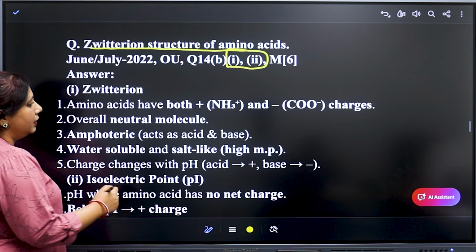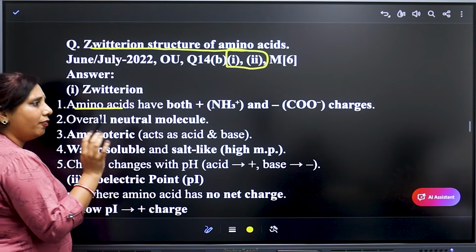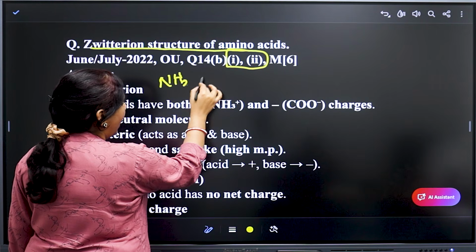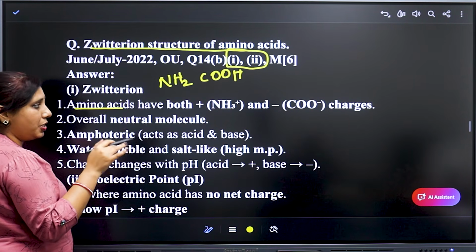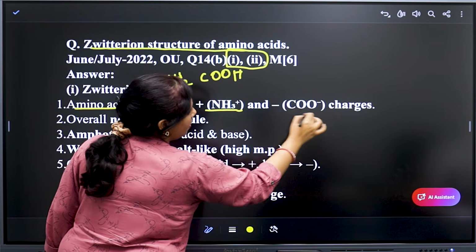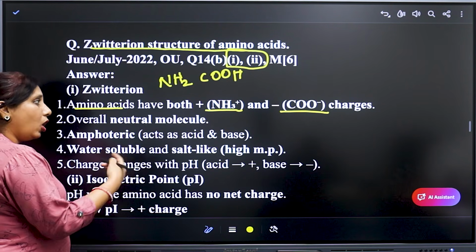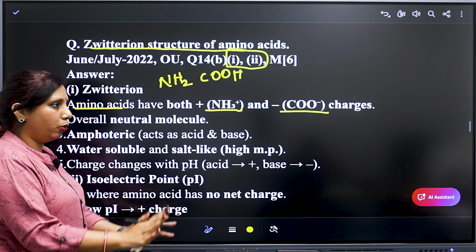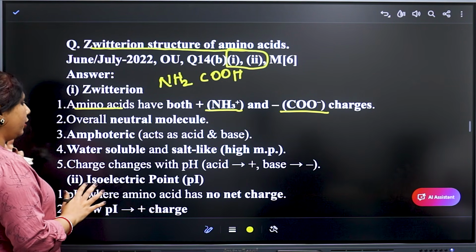So let us see. Zwitterion. We all know that amino acids have two groups, amino group, NH2 group, and COOH group. So the zwitterion is a special ionic molecule which has both positive and also negative charges at the same time. And overall, because of this plus and minus charge, the overall molecule is neutral. It is not positively charged, not negatively charged. So hence it is neutral.